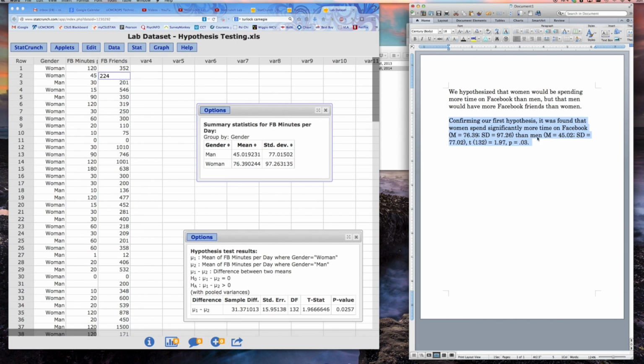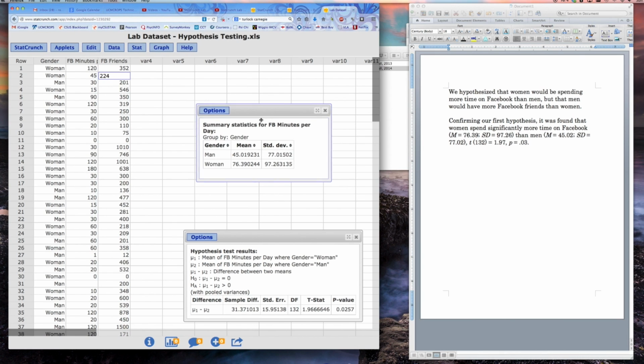We have the means and standard deviations for each group, and then the t-statistics showing that they're significantly different from each other. The last little step in order to appease APA formatting is to italicize any statistical acronyms such as M, SD for standard deviation, t, and p. So any letter that represents a statistic, we're going to go ahead and italicize. It helps them sort of pop out to the viewer.